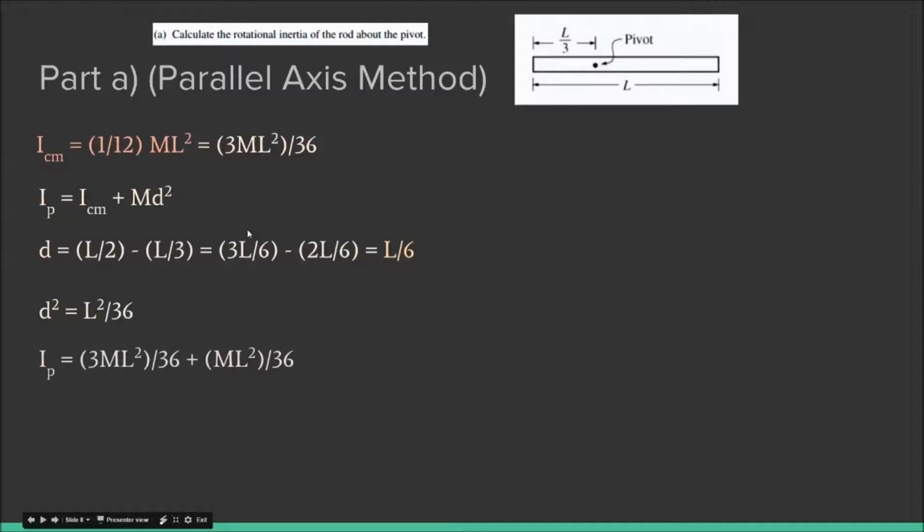And just plugging everything in, we see that the inertia about point P is 3 ml squared over 36 plus m times d squared, which would give you ml squared over 36. This is just coming from this equation up here, just plugging in ICM and d squared. So this gives you a total inertia about the pivot of ml squared over 9, which is the correct answer.